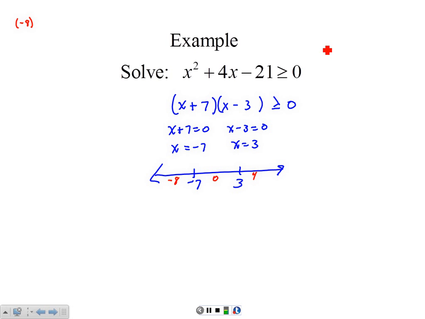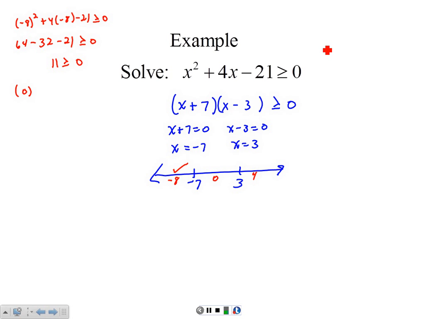negative 8 first. So we'll have negative 8 squared plus 4 times negative 8 minus 21. And we want to know, is that greater than or equal to 0? So negative 8 squared is going to be 64. 4 times negative 8 is going to be negative 32 minus 21, greater than or equal to 0. And I think I'm going to get a negative number. Let's try though. We have 64 minus 32 minus 21. Nope, we get a positive 11. 11 is greater than or equal to 0, so that does make it true. It's actually greater than 0. So this one's good. Let's try 0 and see what happens.